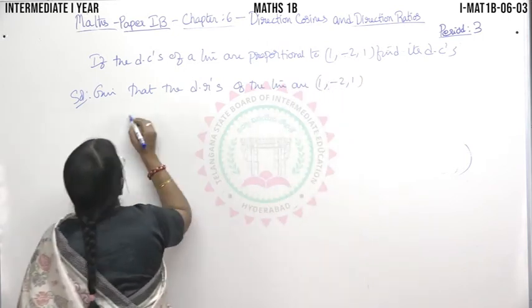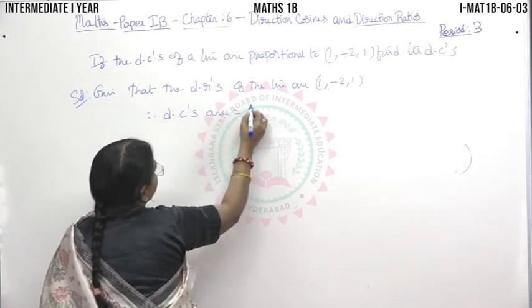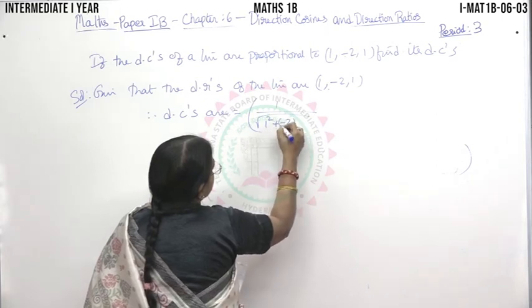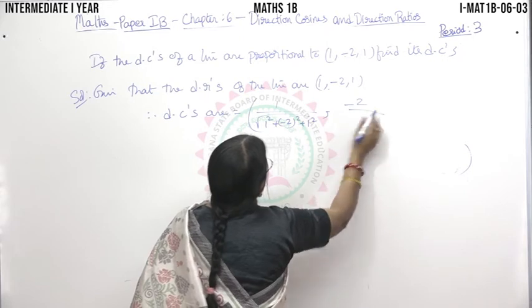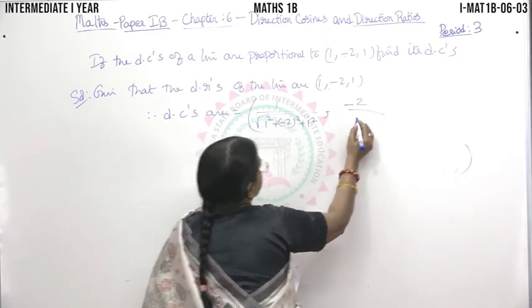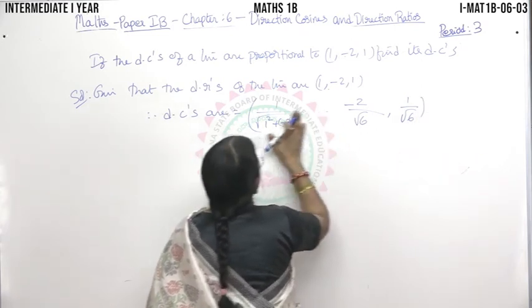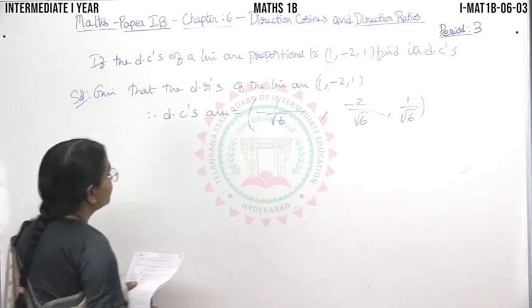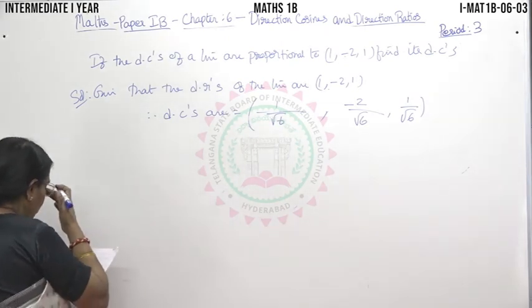So what are the direction cosines? Therefore the DCs are 1 by root of 1 square plus minus 2 whole square plus 1 square, which is root 6, comma, minus 2 by root 6, comma, 1 by root 6. So like this we'll write. So these are the direction cosines. Okay.